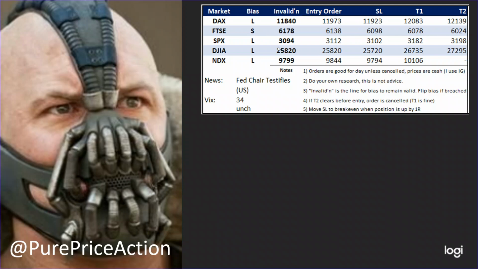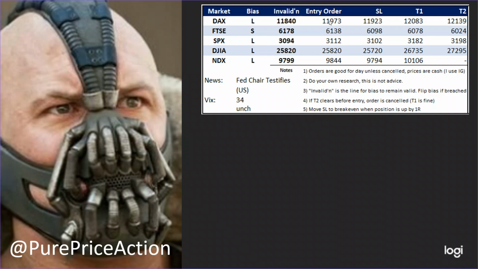The next column here is the invalidation level. That's the level above which my long bias would remain valid. So on that day, 11,840 was the level above which I'd want to continue buying dips. If that level breaks decisively, and decisively is subjective, I should say, I will probably stop buying dips on that day and wait until the following day for new setups to appear. But as long as the price is above that, it remains valid.